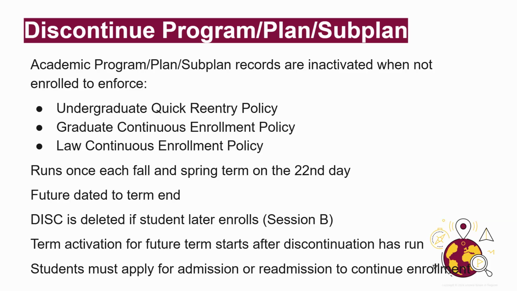If they don't register in their 7th semester, we discontinue them. We future date it to the end of the term so that if they register for session B, they can. We want them to come back. And so if they register, then we delete that future discontinuation role. And that's what lets us term activate them for the next term.